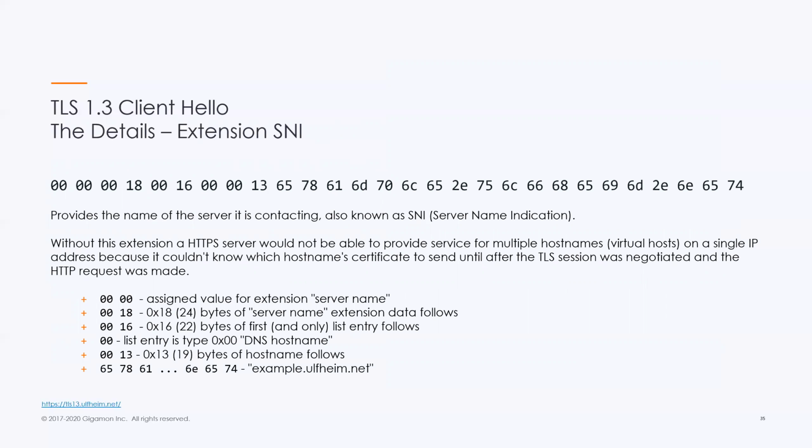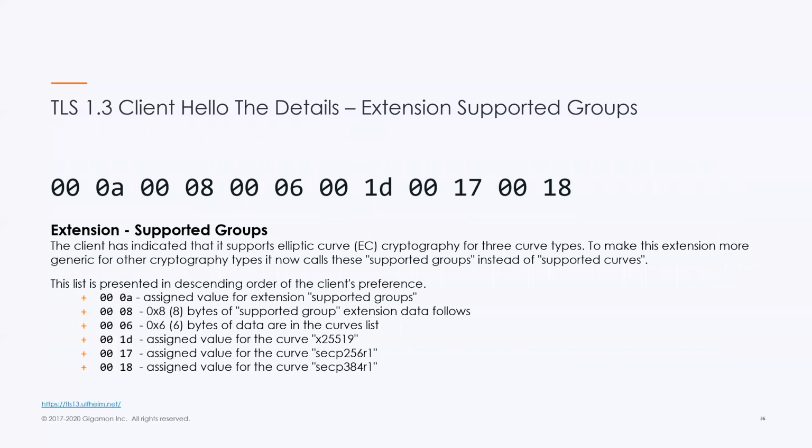00, that's the assigned value for server name. 18, so 24 bytes of server name extension. Then 16, 22 bytes of first and only list entry. And then the list entry is type 00, which is the DNS host name, and then 19 bytes of host name follows. And then there's the host name. So each extension is done in that manner.